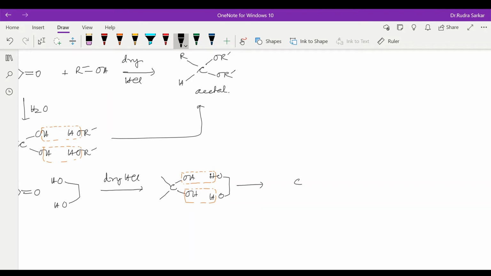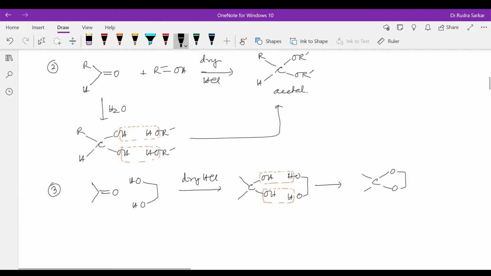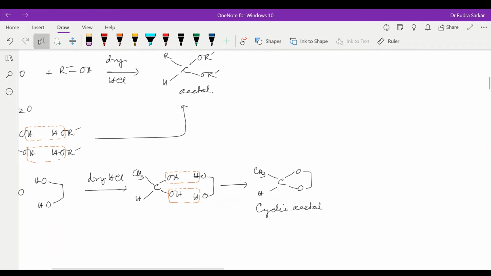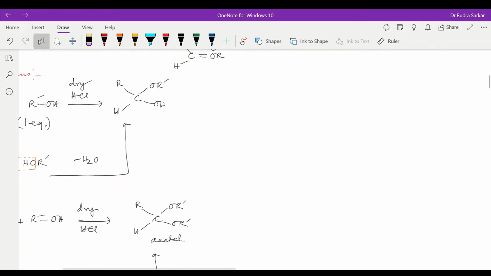So now you will get a compound like this. Now if this is say CH3 and this is H, CH3 and this is H, CH3 and this is H, so this is your cyclic acetal.